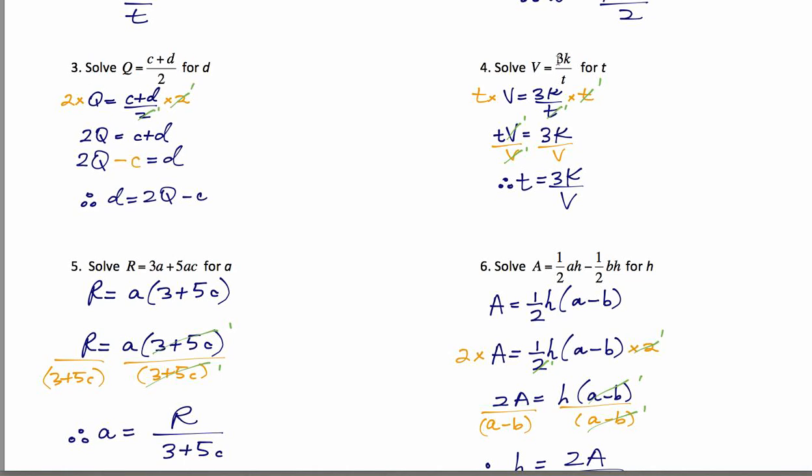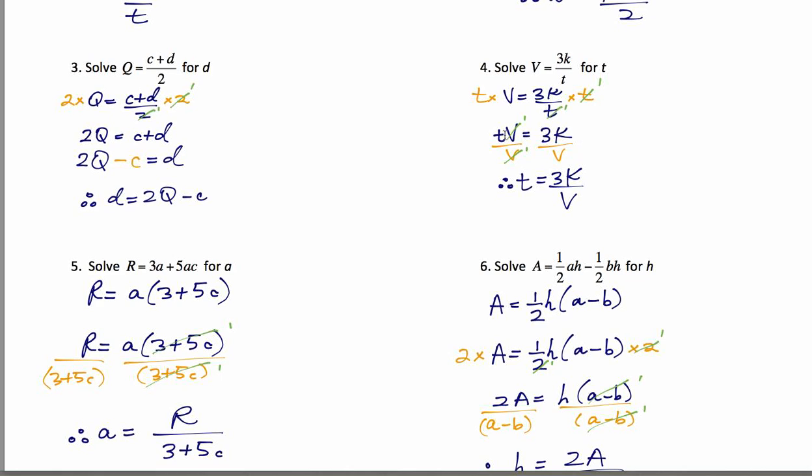We've got v equals 3k over t. We want to isolate t. If t is in the denominator, you're thinking, well, how can I isolate that? How can I get that out of there? Remember, just consider denominators to be a problem that we want to fix first. So we'll multiply both sides by t, and then we end up with tv equals 3k.